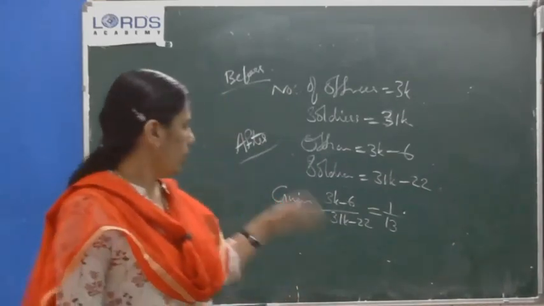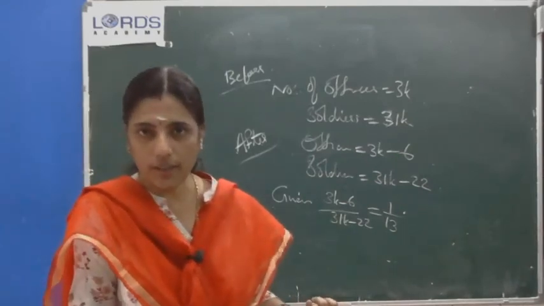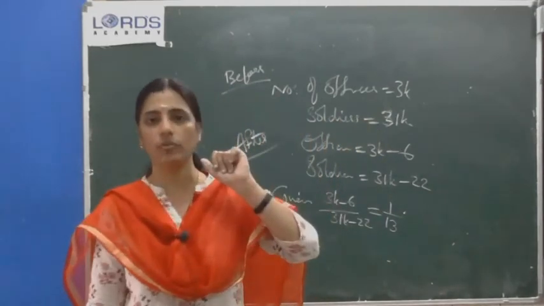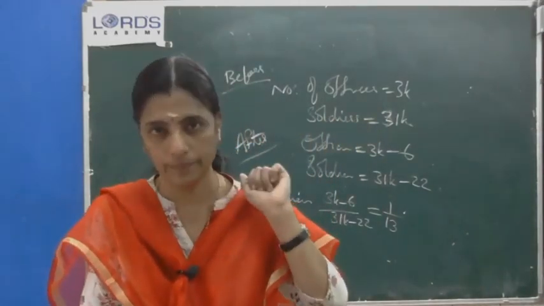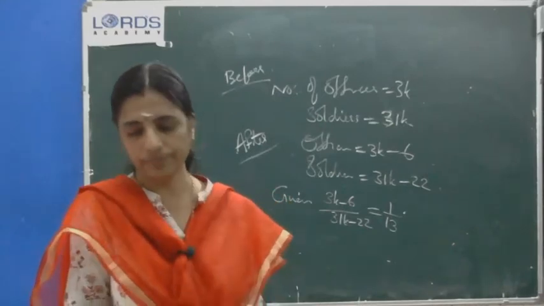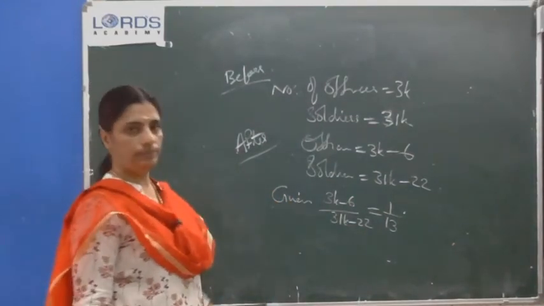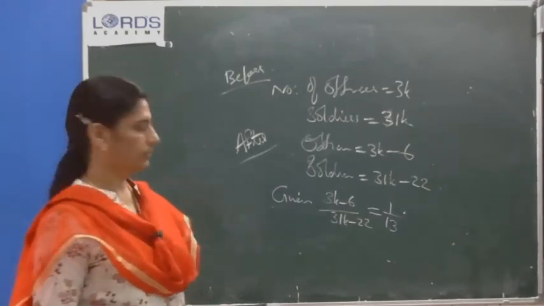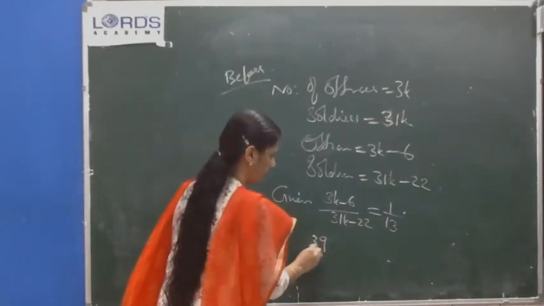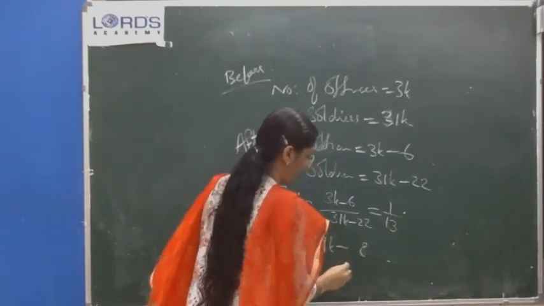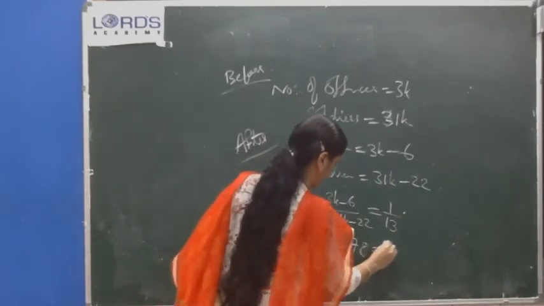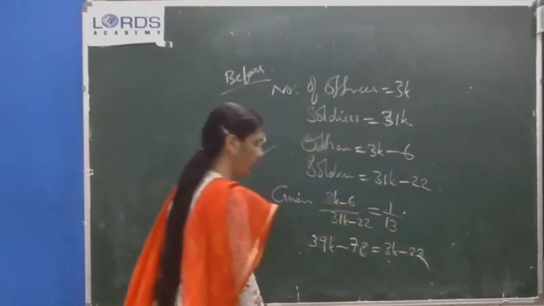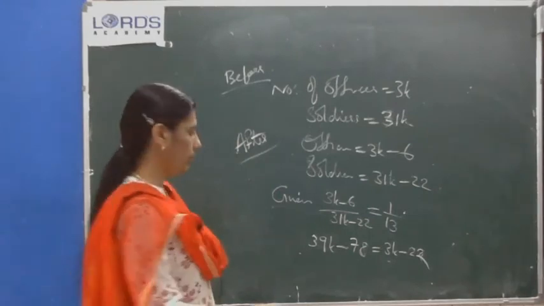Now cross multiply, get the value of k. After getting the value of k, you substitute here and find the number of officers and soldiers before the battle. Clear? Do it now. Cross multiply. Get the value of k. Don't copy from the board, that's why I am not doing it on the board. If I am doing it, you will copy.